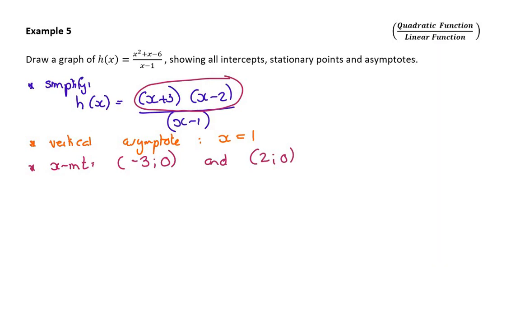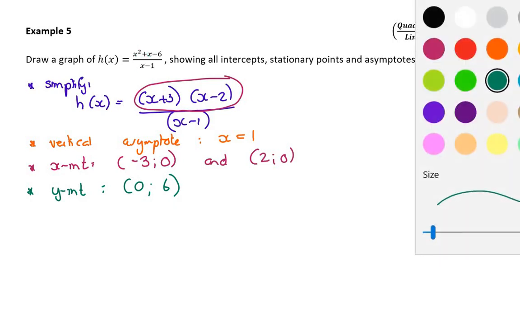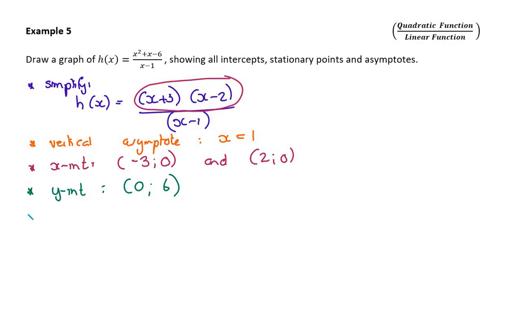So while I'm here, why don't we find the y-intercept? Y-intercept, if I made x 0, you could just go plug that in into the original: 0, 0, 0, negative 6 divided by negative 1, 6. Now, while I was doing all those intercepts, I mustn't forget my oblique asymptote. Why do I know an oblique asymptote will exist here? Because the degree is 1 bigger on the top than on the bottom.